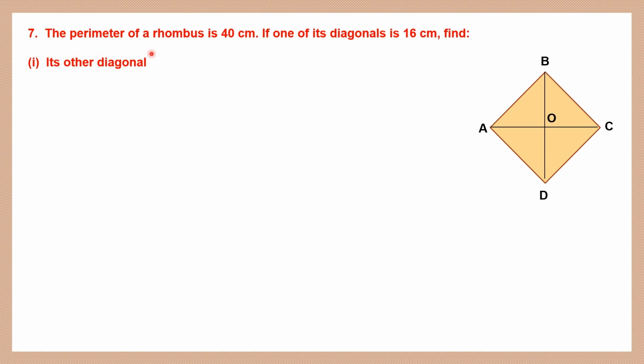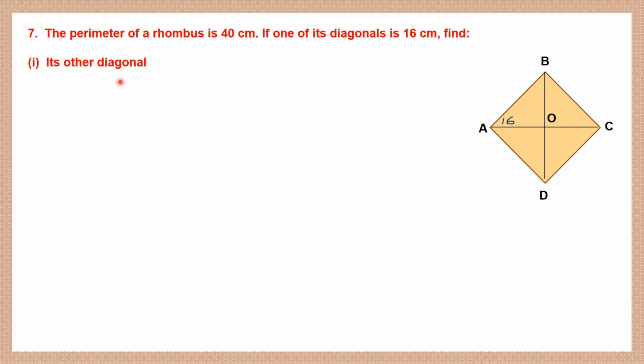Question 7. The perimeter of a rhombus is 40 centimeters. Perimeter is when you add up all four sides, what you get is called the perimeter. So that measurement is given to us, and one of the diagonals is given to us, 16 centimeters. So let's consider AC to be 16 centimeters. We have to find the other diagonal, that is BD. Okay, so that is what we are asked to find.